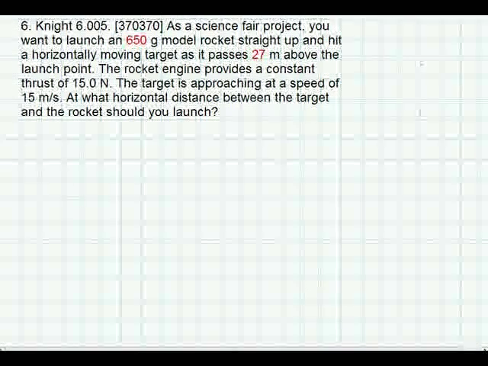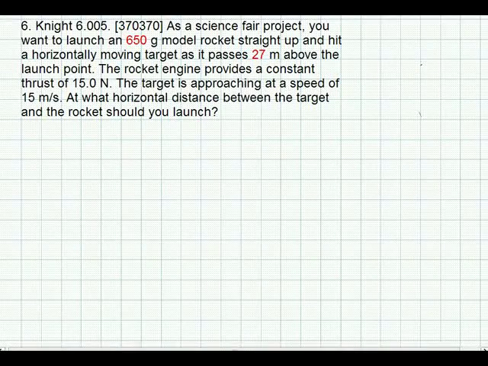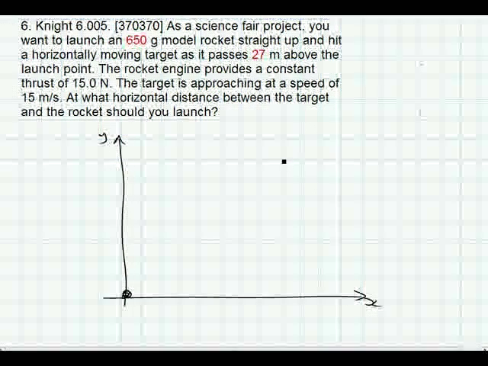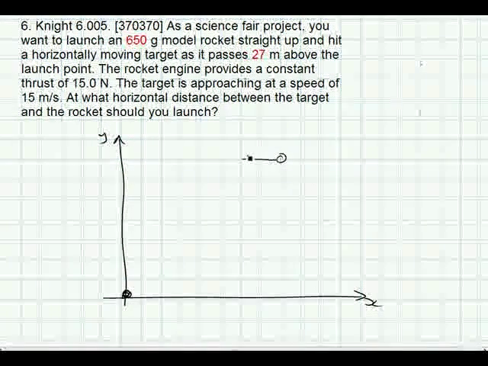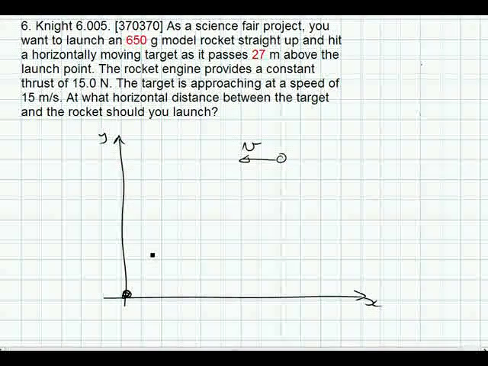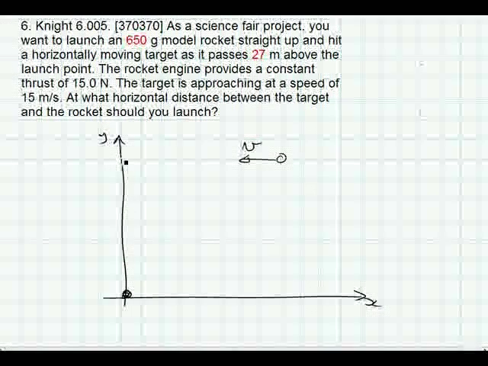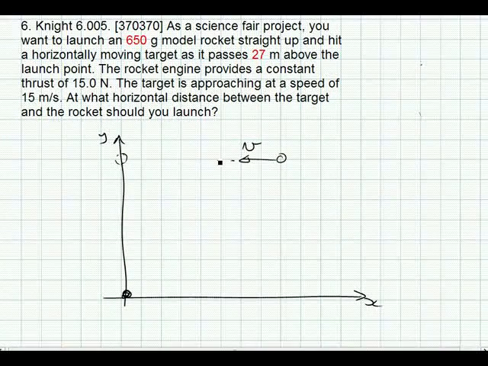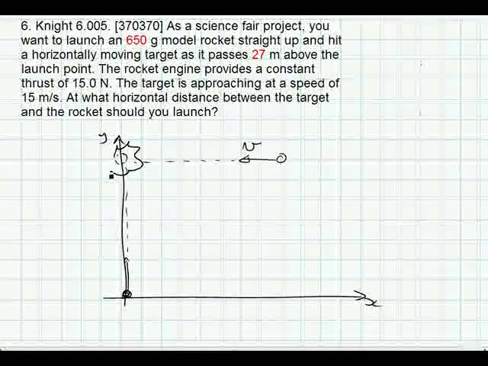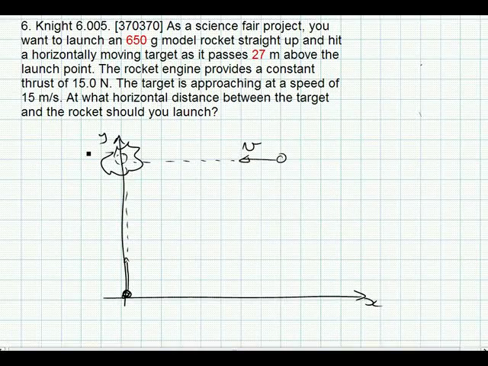I'll let you read this problem. What we are trying to do is, we have a rocket that we launch, and there's a target that is moving in this direction with some velocity v, and we try to hit the target when the target is right above our launch area. So we try to hit the target right there.